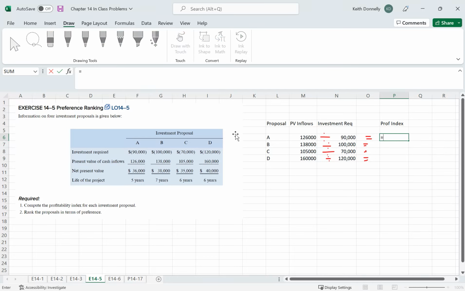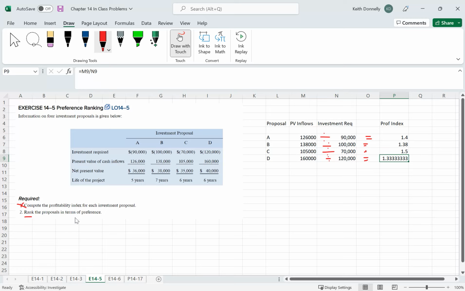If we take the 126 divided by the 90, that's 1.4. Take the 138 divided by 100, 1.38. Take the 105 divided by the 70, 1.5. Take the 160 divided by the 120, 1.3 repeating. So that was one right there. It says compute the profitability index for each one. The second one says rank them.